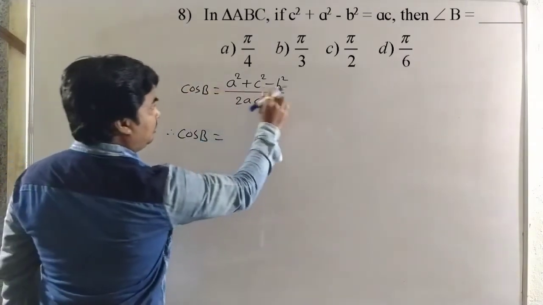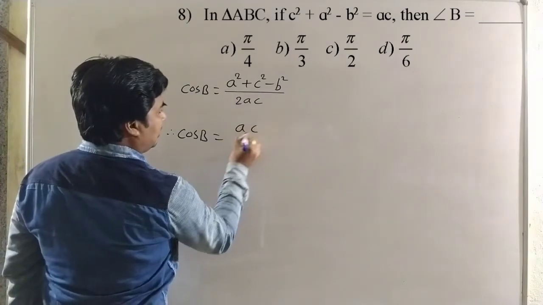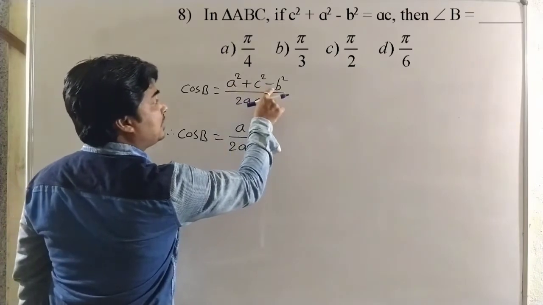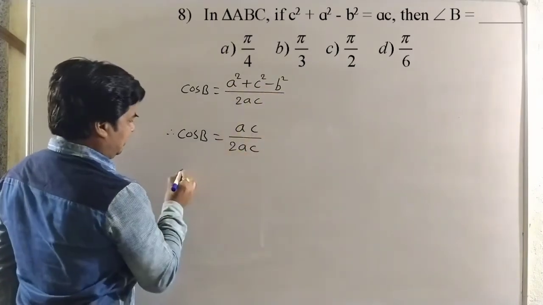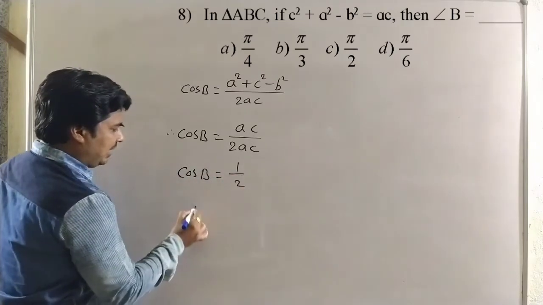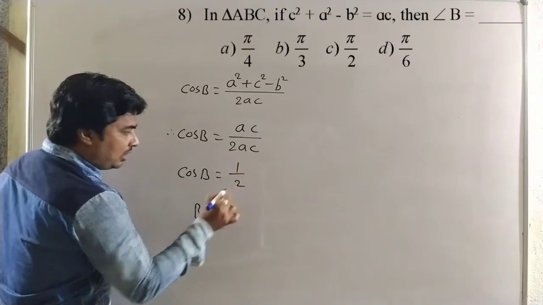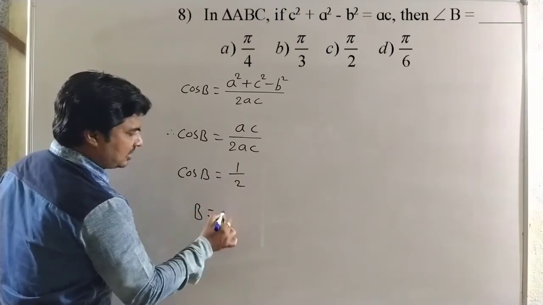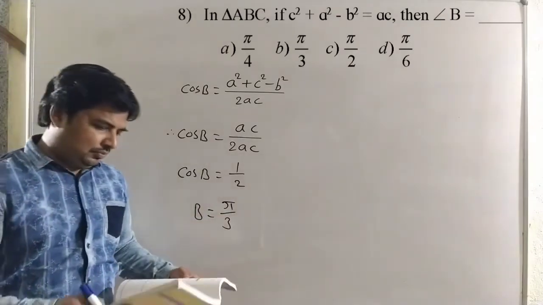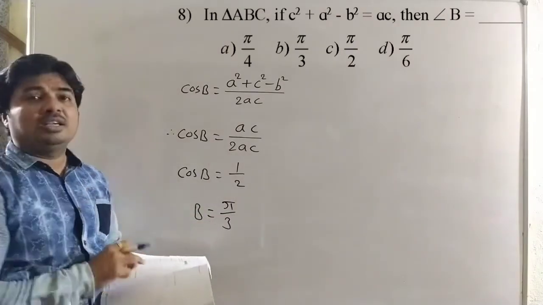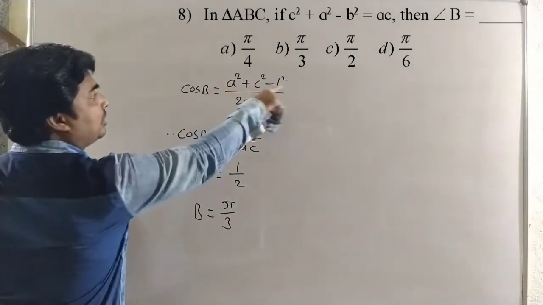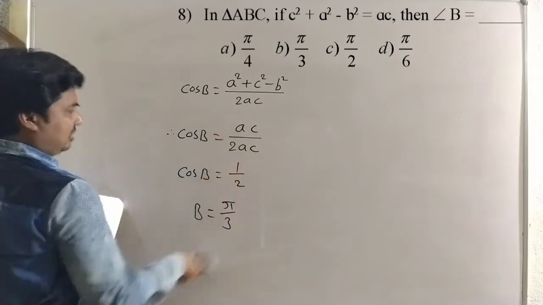Okay, that means the value of this is AC upon 2AC. Value of this a square plus c square minus b square is AC. AC get cancelled, therefore cos B is equal to 1 by 2 and therefore the angle B is equal to 60, that means pi by 3. Angle B is equal to pi by 3 and here it is option B. See carefully. Here we directly write the cosine rule and the given relation, it is AC. AC get cancelled, it is 1 by 2.